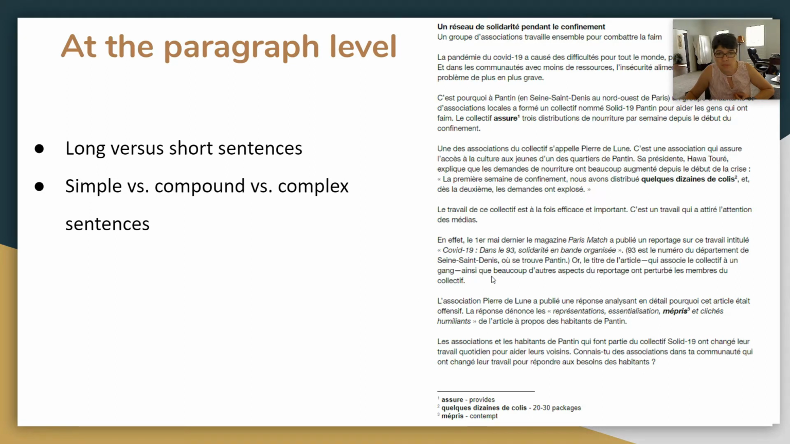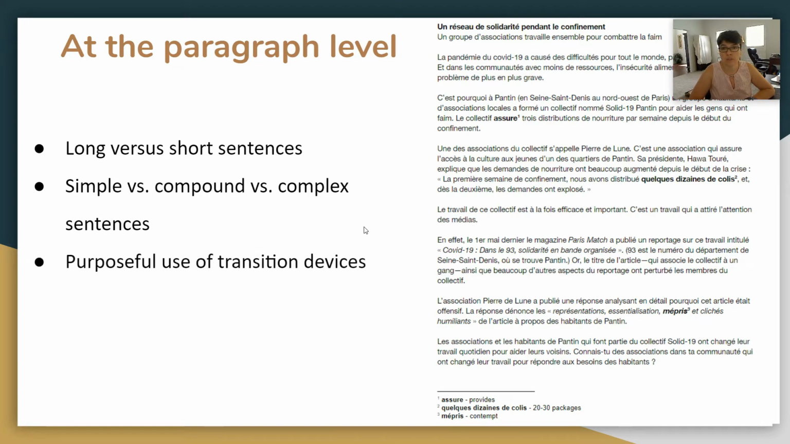let's see, this one. Le titre de l'article qui associe le collectif à un gang, ainsi que beaucoup d'autres aspects du reportage, ont perturbé les membres du collectif. So you can see that this is a complex sentence. It has the ainsi que, it has the qui, so it has 3 different phrases inside one sentence. And there are a lot of those sentences, so we're probably going to have to take a look at how to reduce the complexity of some of those sentences.